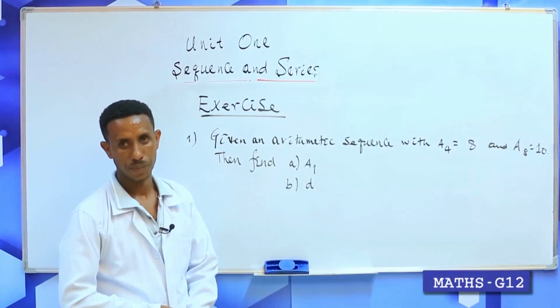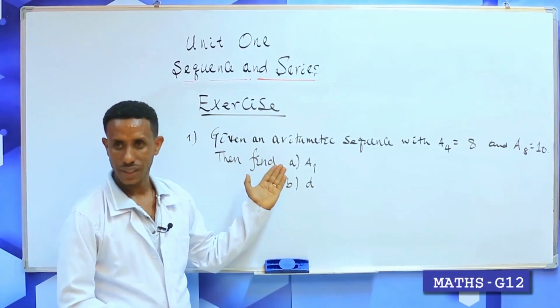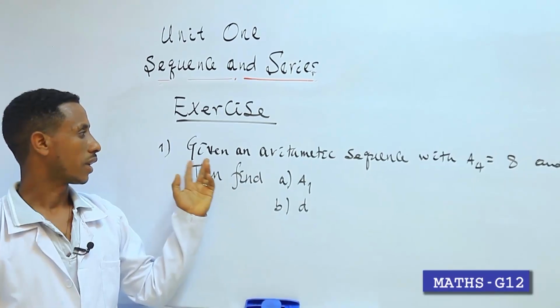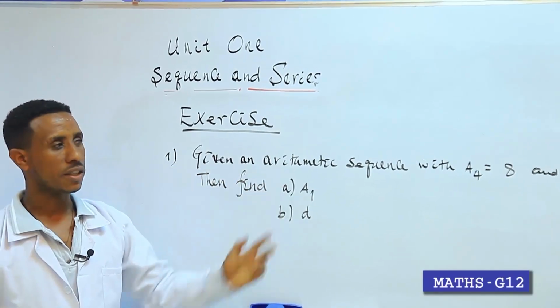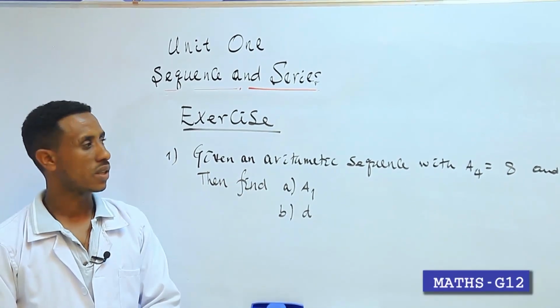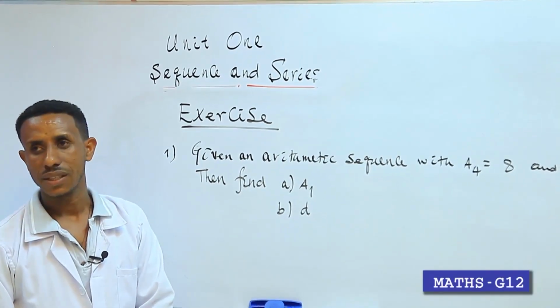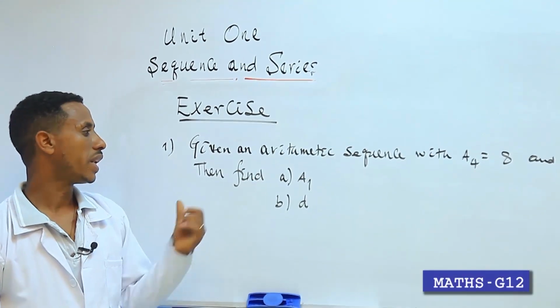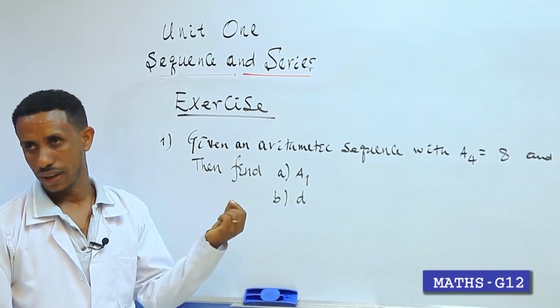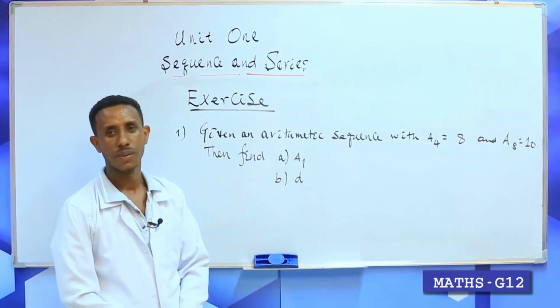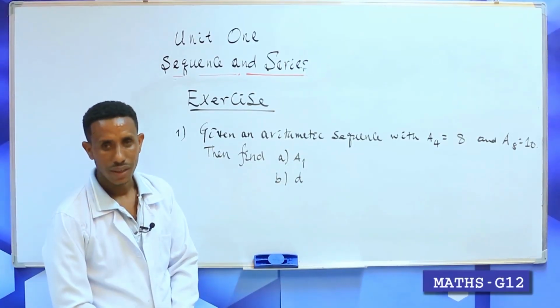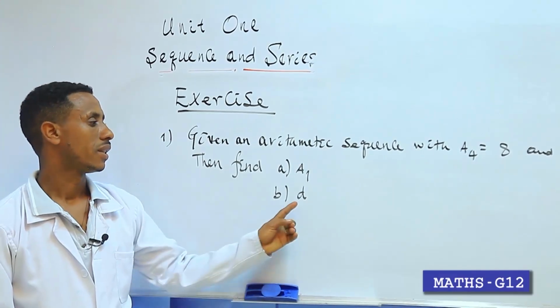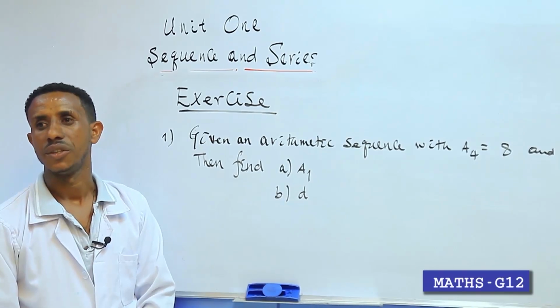Very good. Take this question as an exercise. Given an arithmetic sequence with 4th term 8 and 8th term 10, you are asked to find the first term A1 and the common difference D.